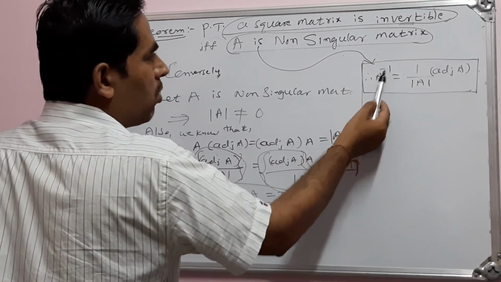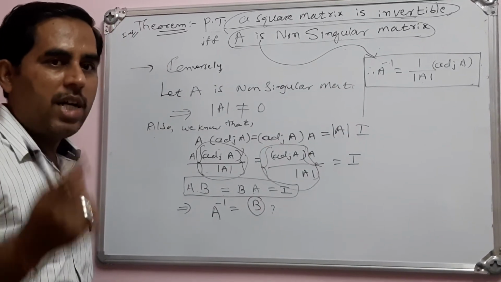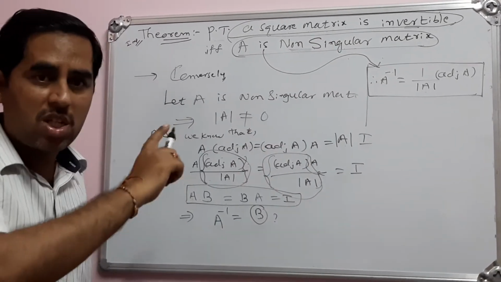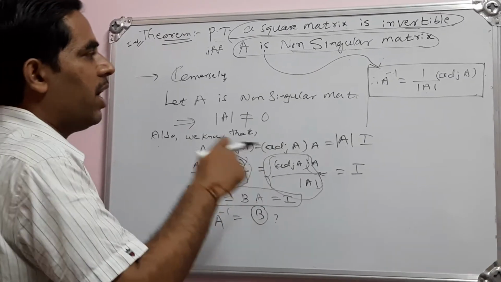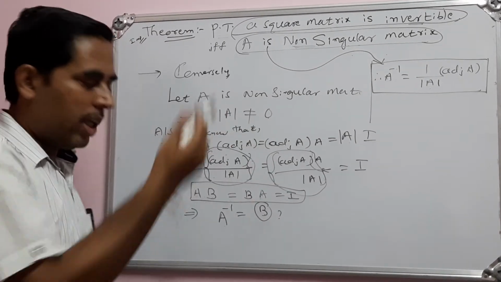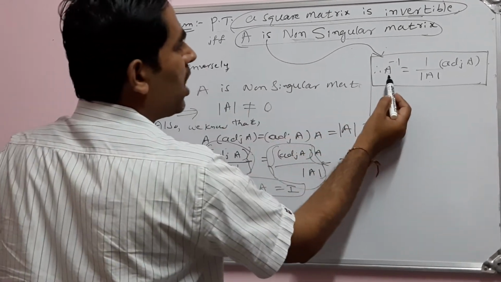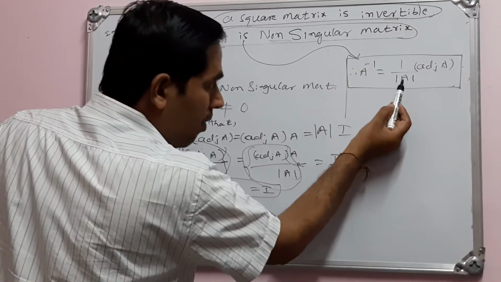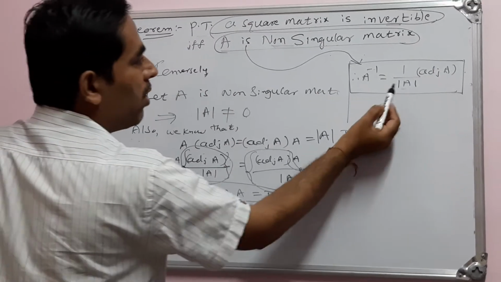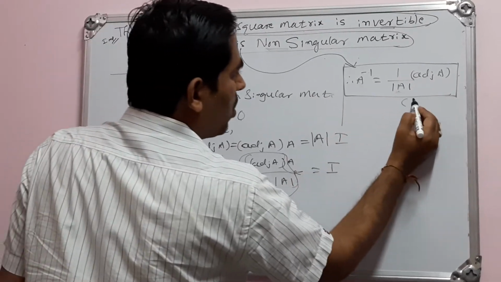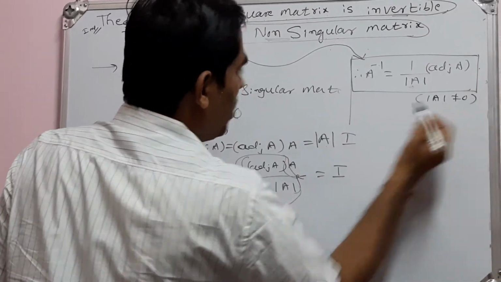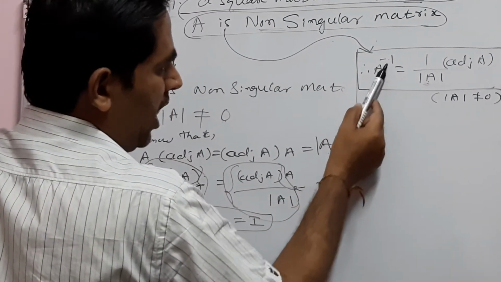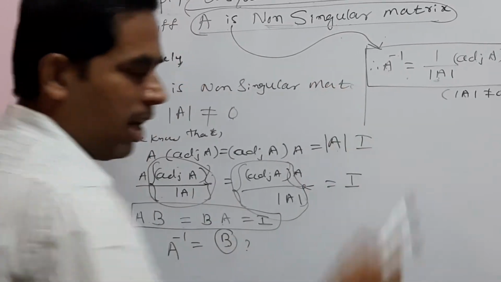To find the inverse of a square matrix, the condition is that the matrix should be non-singular. Otherwise, the inverse does not exist. So determinant of A should not be equal to 0; then only you can get the inverse. What is the inverse here? You have to divide the adjoint of the matrix by the value of the determinant. That's why I have written it in the denominator. Of course, here determinant of A is not equal to 0, so A inverse is equal to adjoint A divided by determinant of A.